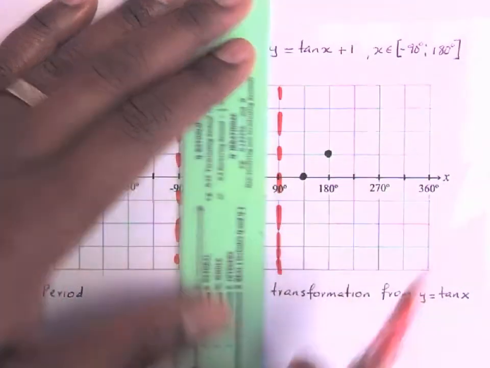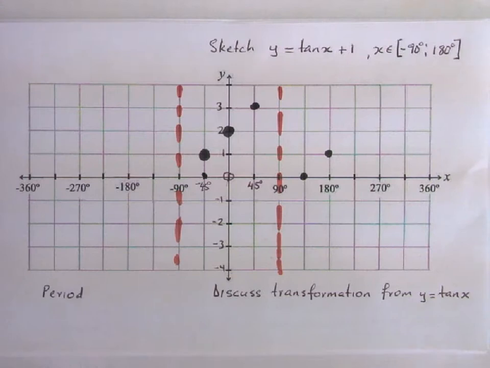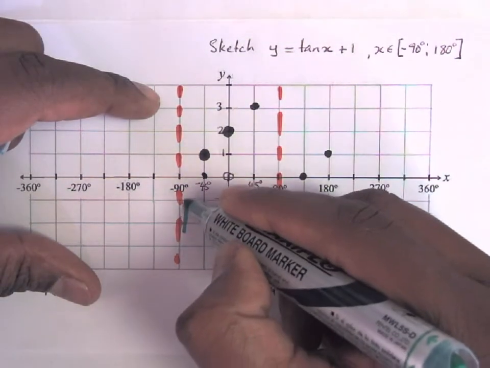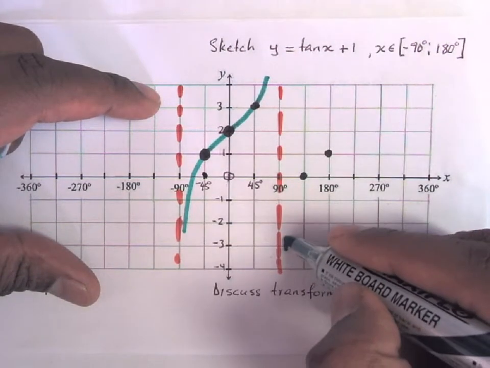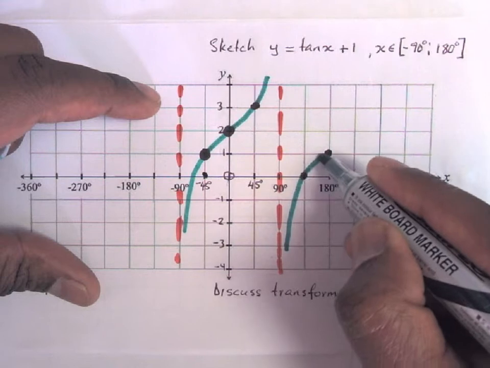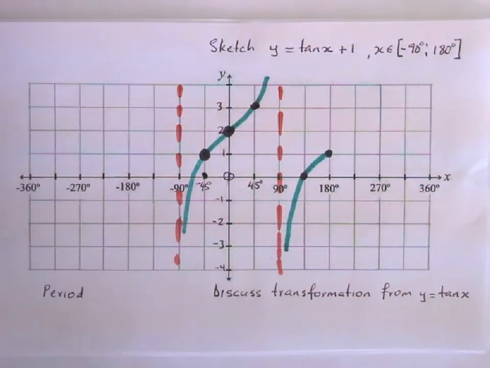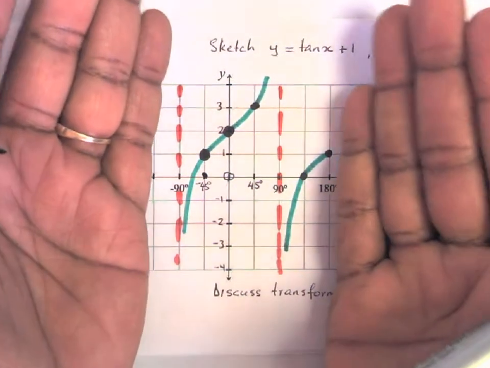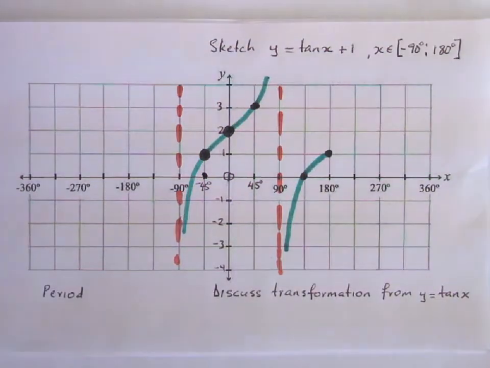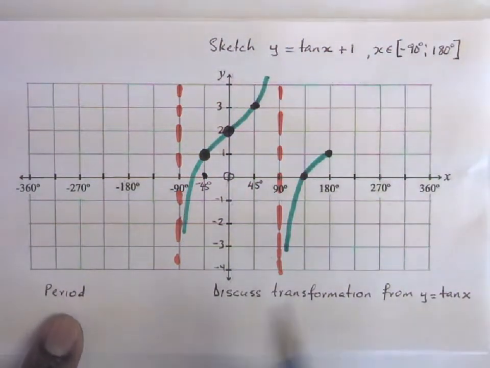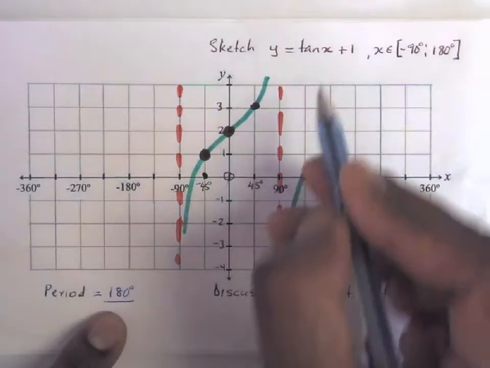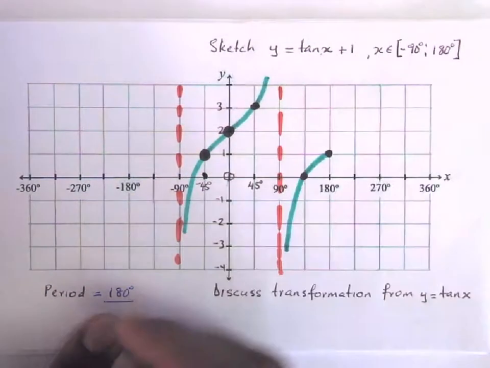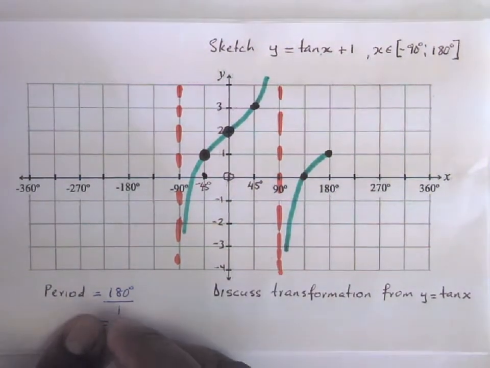Now let's see what happens when we sketch this graph. Its points have been shifted up, so the graph now forms something like this and like that. We stop there because they said we must start from minus 90 to 180. Now here's the question. It says give us the period. To work out the period, we say 180 degrees divided by the coefficient of x. The coefficient of x there is 1, so we divide by 1, so the answer is 180 degrees.